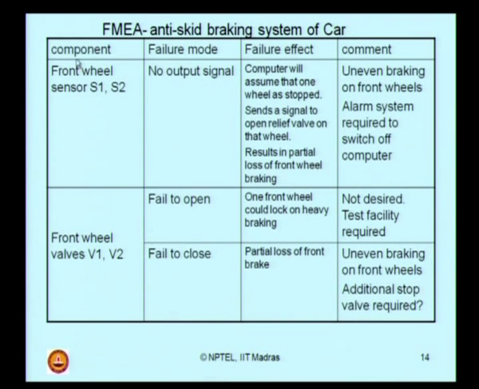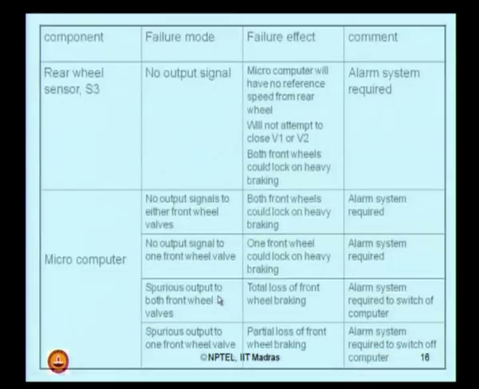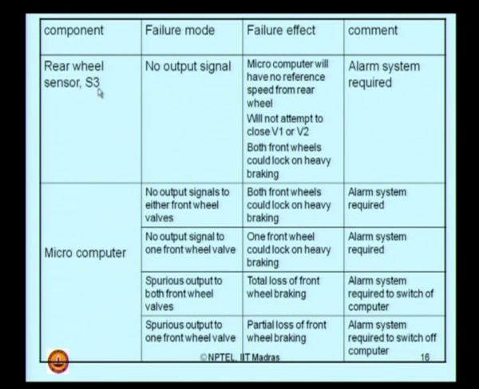When you look at the FMEA of the anti skid braking system of the car, you have this table being filled up very comfortably. Let us say, talking about the rear wheel, I have a sensor S3. The sensor S3 of the rear wheel does not generate an output. In that case the microcontroller will have no reference speed from the rear wheel at all. So, it has no idea what the speed of the driving shaft in the rear wheel is. Therefore, it will not attempt to close valves V1 and V2, because it has no signal from S3 at all. So, both front wheels could lock on heavy braking; it will jam the vehicle. In that situation, when any sensor is not working, I must have an alarm system.